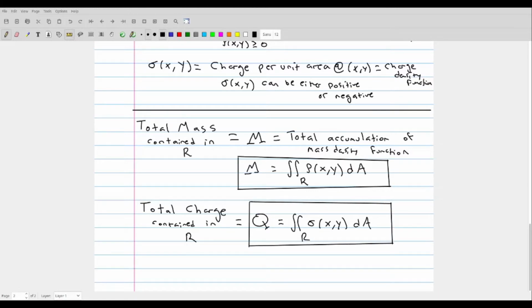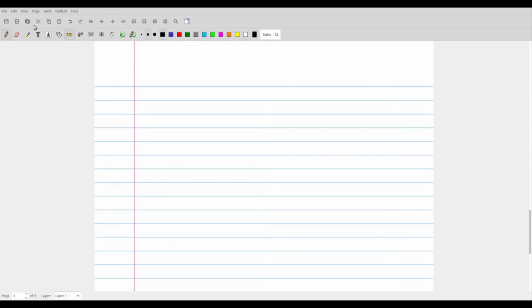So we'll see in a second an example of how to apply the total mass formula, and we'll stick with the mass formula, but applying the charge formula is the same exact process. You need a density function and you need a region R, which is a lamina, and you just integrate the density function to determine the total amount of whatever quantity the density function is describing in that region. Before we see the example, though, let's justify this. We want to always justify our mathematical statements, and we're going to do that using Riemann sums.